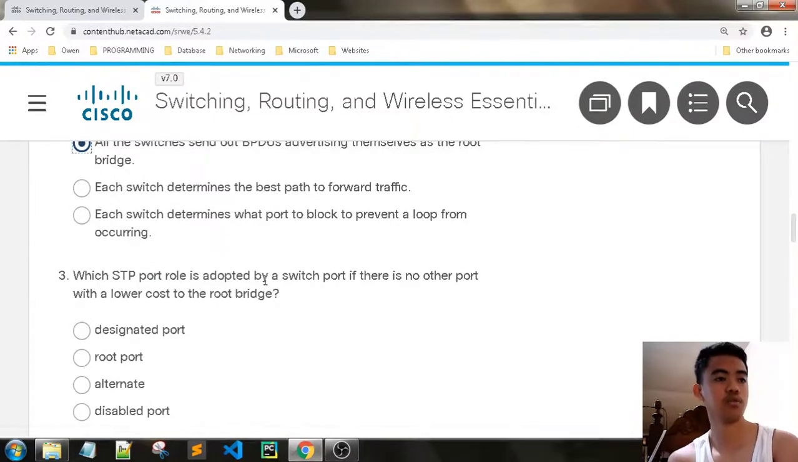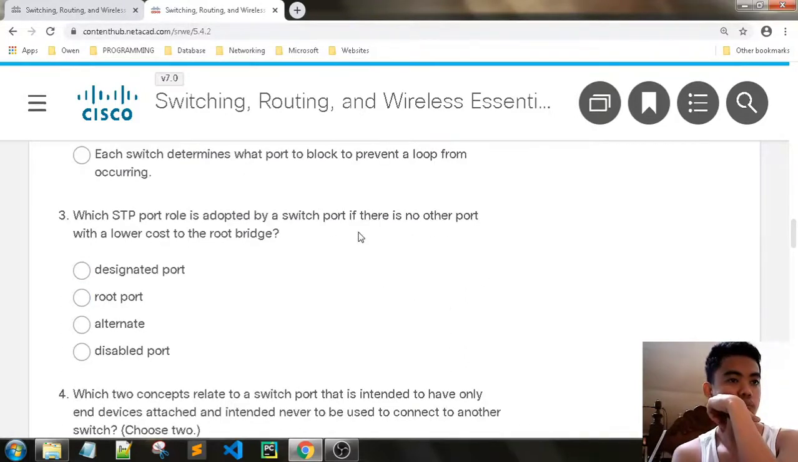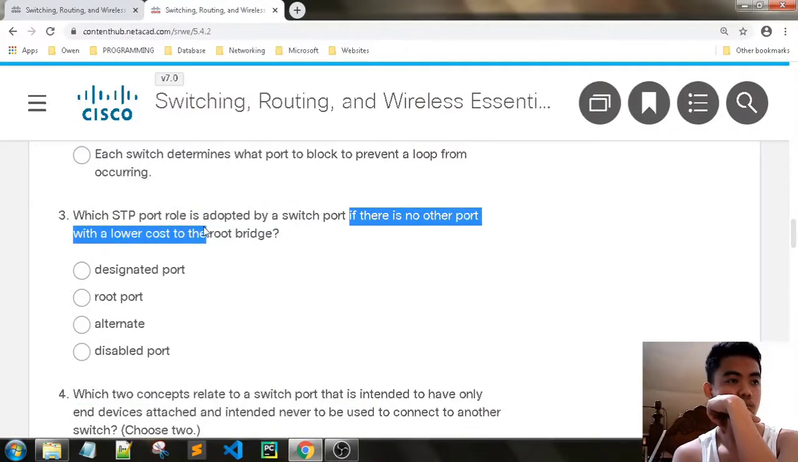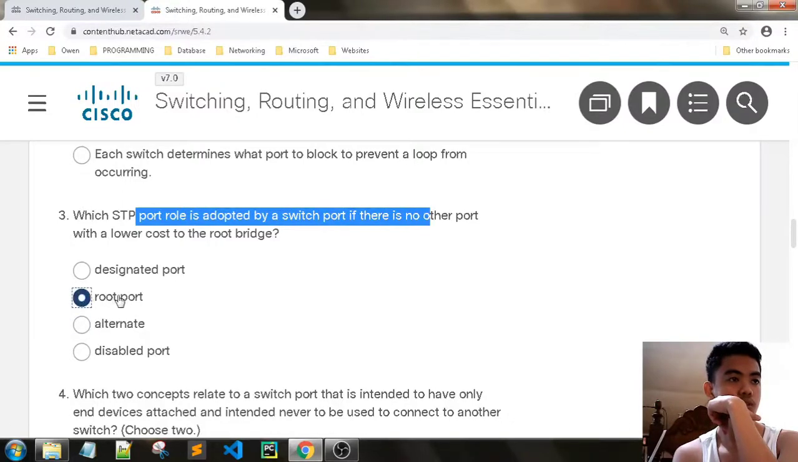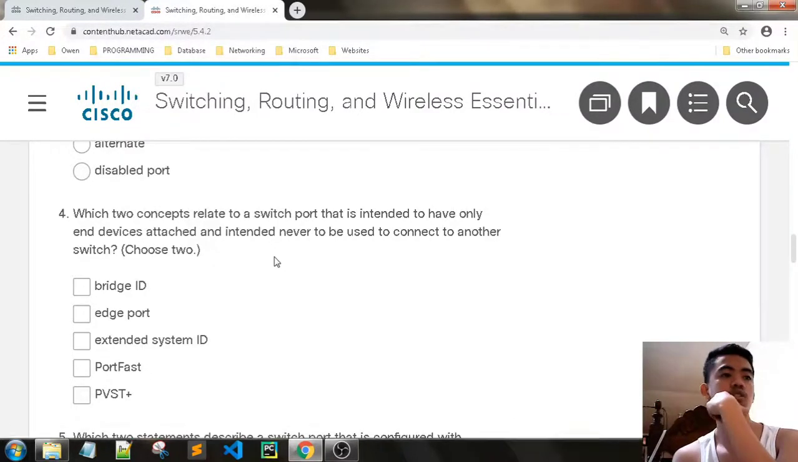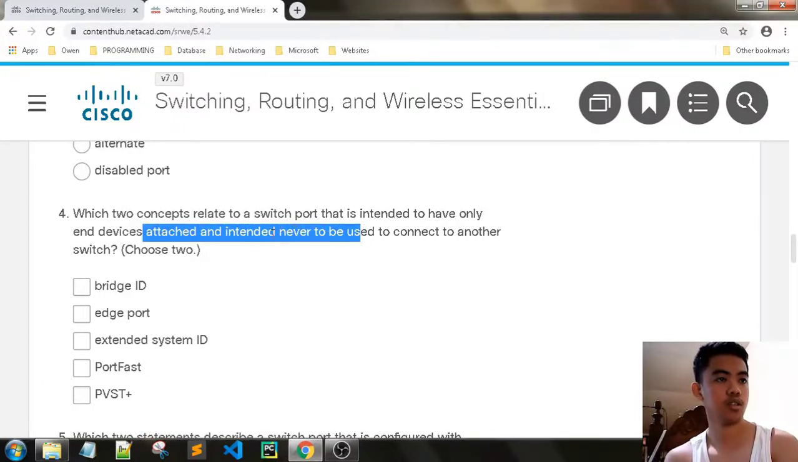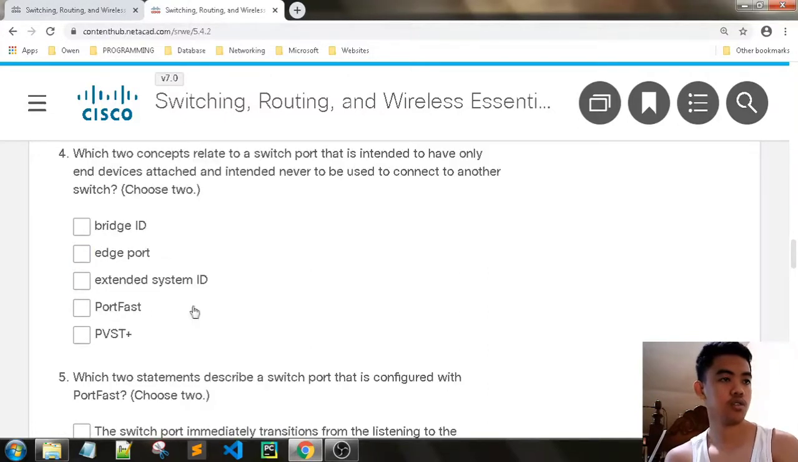Which STP port role is adopted by a switch port if there is no other port with a lower cost to the root bridge? If there is no other port, the role is root port. Which two concepts relate to a switch port that is intended to have only end devices attached, intended never to be used to connect to another switch? Here, PortFast and the edge port.